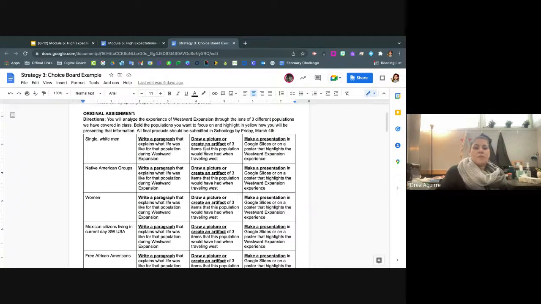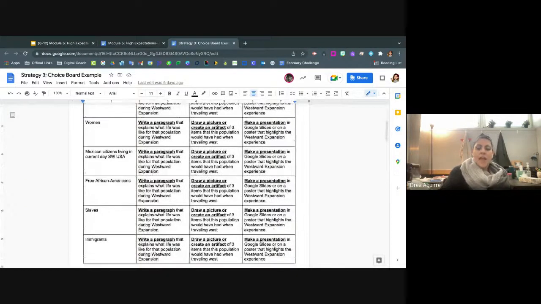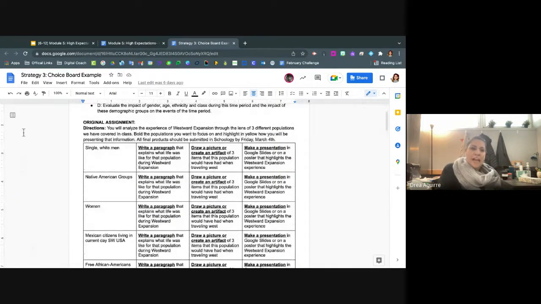And so I went through and I said, okay, here are all the groups that we covered during this unit. And so you get to choose 3 of these groups. I want you to highlight, or I want you to bold, the populations that you're going to focus on. They need to focus on 3. And then I wanted them to highlight what they were going to do for that. So I thought through and I was like, well, some of my kids are really rock star, stellar writers. I want them to shine off their skills there.